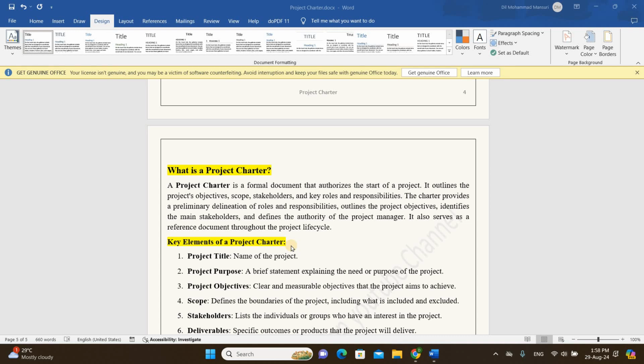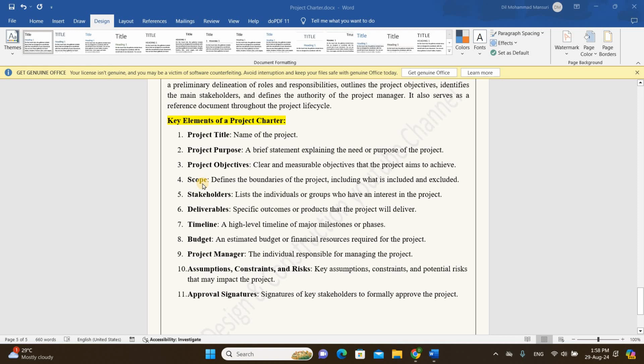So basically, what data do we have to include in the project charter? We'll see step by step. First, the project title, the name of the project, you can include. Then project purpose, a brief statement explaining the need or purpose of the project: why this project is happening and what the main purpose of this project is. Then comes project objectives, clear and measurable objectives that the project aims to achieve.